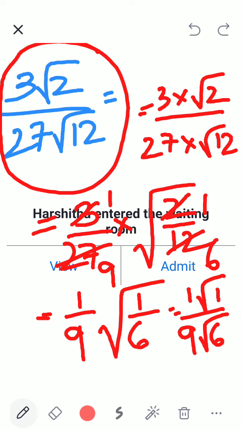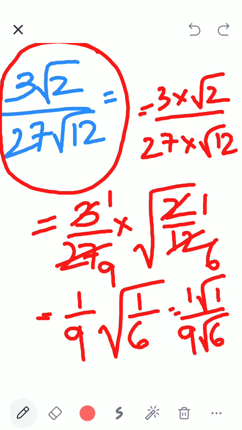Sorry, Bhargavi, I can't hear you. Can you type? And then this becomes 1 divided by 9 root 6. This is your final answer.